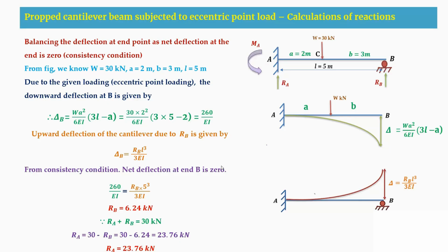As we know the consistency condition, the net deflection is 0. As both are in opposite signs, I am just equating the deflection parts. Finally I get RB equal to 6.24 kilonewton. As we already know that RA plus RB is 30, from this I am getting RA as 23.76 kilonewton. So this is how we got the reactions.